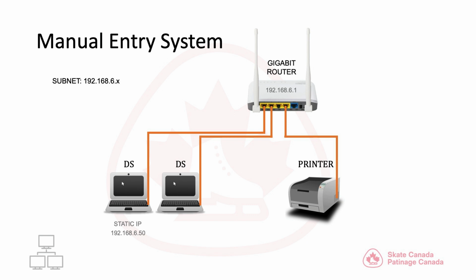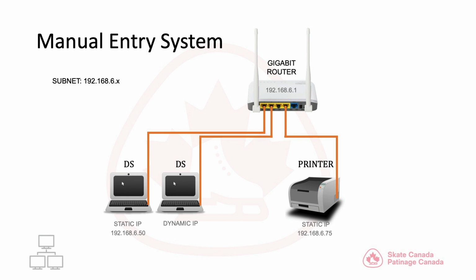The laptop hosting the competition database, which I'll call the master, will need a static IP address so that it remains stable over time. We'll use 192.168.6.50 for that. The printer should also be given a static IP address so that its location on the network also remains stable. Otherwise, we would have to repeatedly reconfigure our printer drivers. By using a static IP address on the printer, we can set up our printer just once, and it'll keep working.